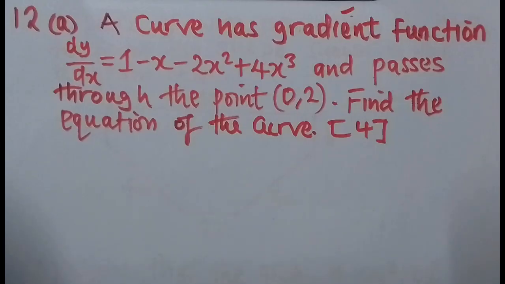Hello people, in this video I'll work out question 12 A and B from a 2019 grade 12 internal additional mathematics paper 2. So we're going to start with part A. It reads: a curve has gradient function dy/dx equal to 1 minus x minus 2x squared plus 4x to the power 3 and passes through the point (0, 2). Find the equation of the curve. That part has 4 marks.